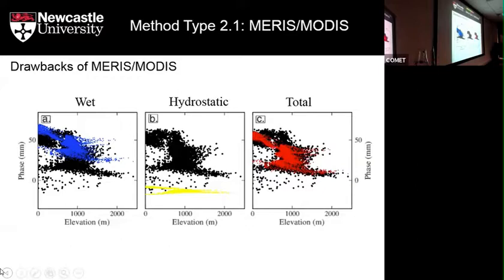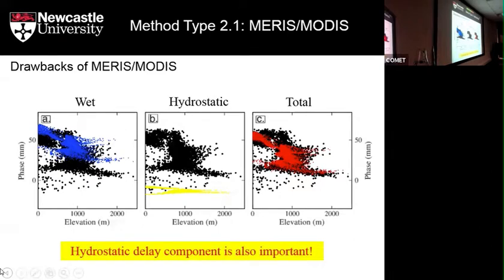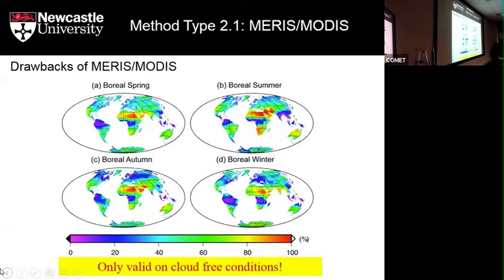which cannot be provided by the MERIS and MODIS data. Another drawback of the MERIS and MODIS model is the cloud. MERIS and MODIS data are only valid in cloud-free conditions. This is a map showing the cloud-free conditions globally in four seasons. We can see here, north of Africa and Asia, you have a very high percentage of cloud-free conditions, which is good. You can use MERIS and MODIS. But here, in Middle Asia, you get very low cloud-free conditions, where the MERIS and MODIS data cannot be used. This is the drawback.